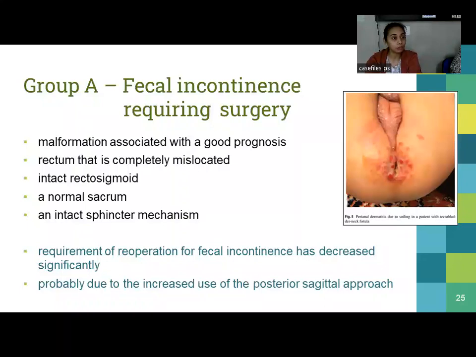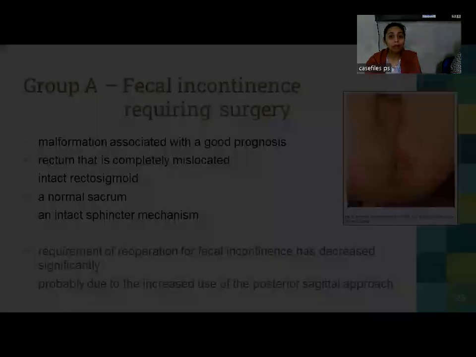Patients who require surgery for fecal incontinence are those who have a malformation associated with good prognosis, a mislocated rectum, an intact rectosigmoid, a normal sacrum, and an intact sphincter mechanism. However, now these surgeries for fecal incontinence are reducing after the posterior sagittal approach has been adopted.